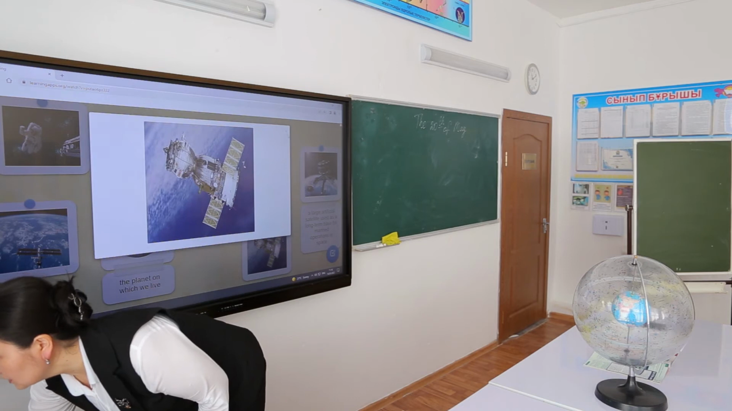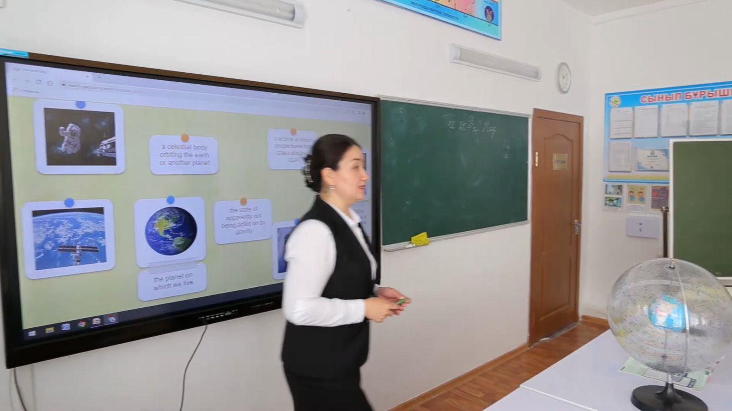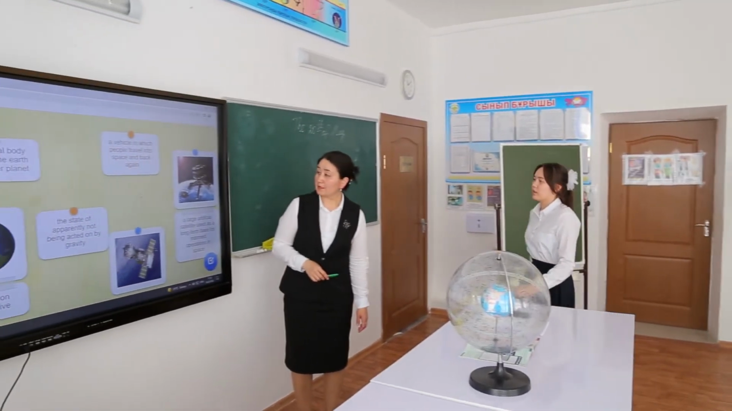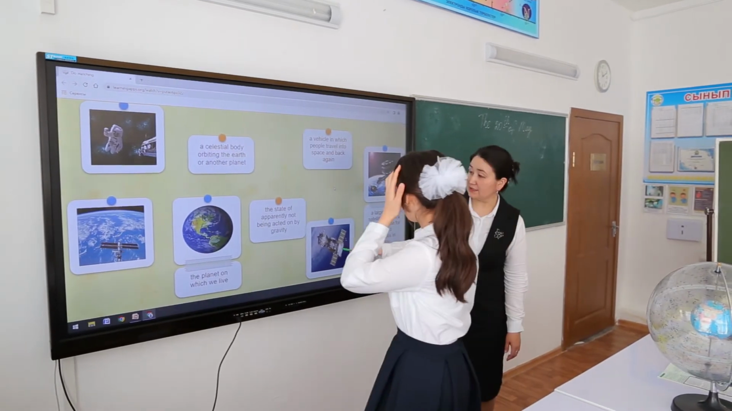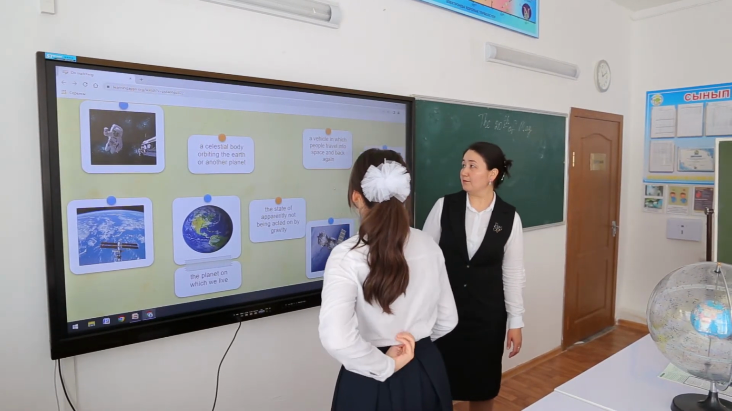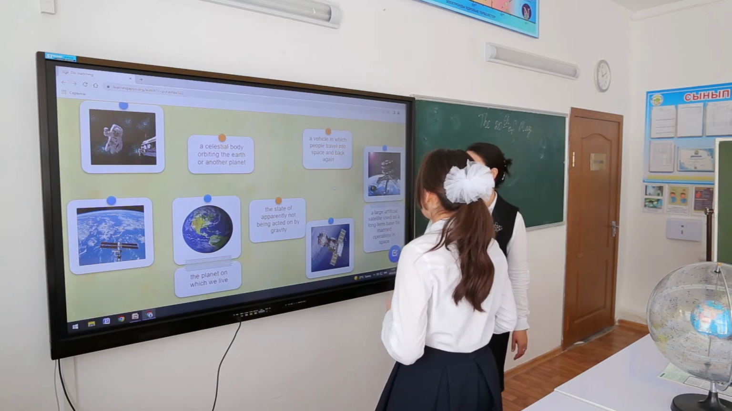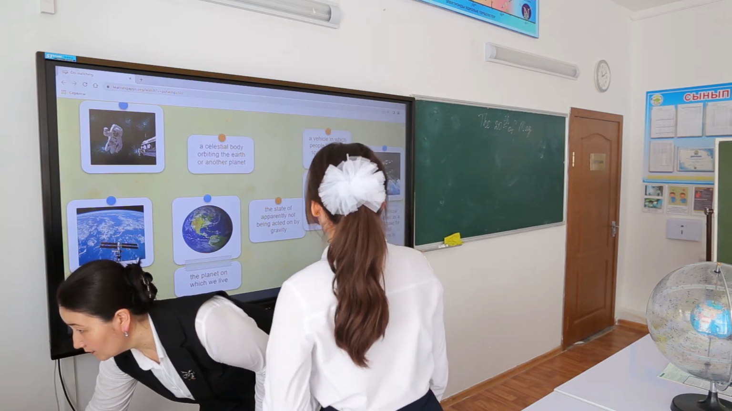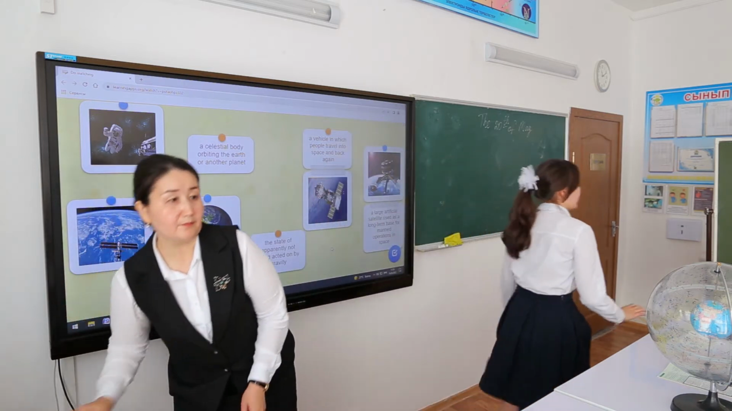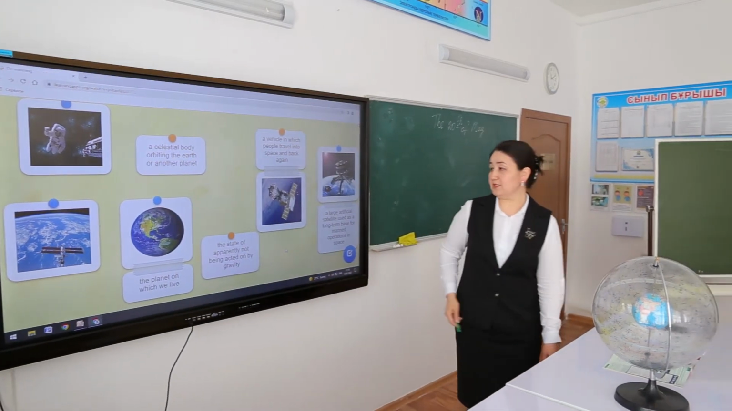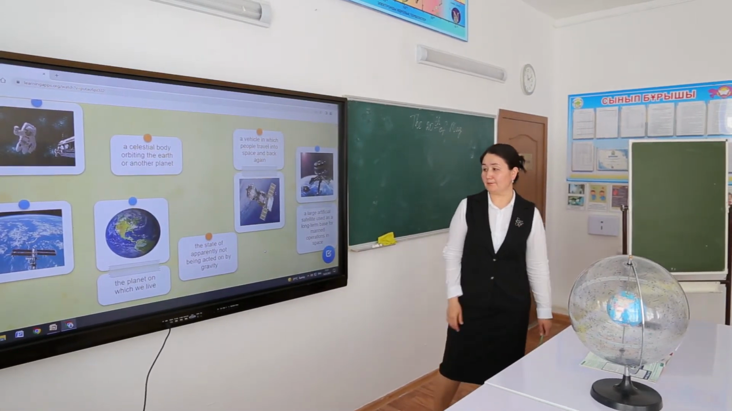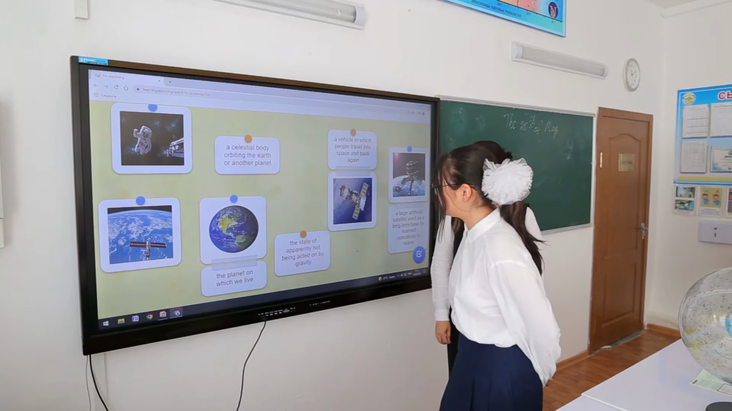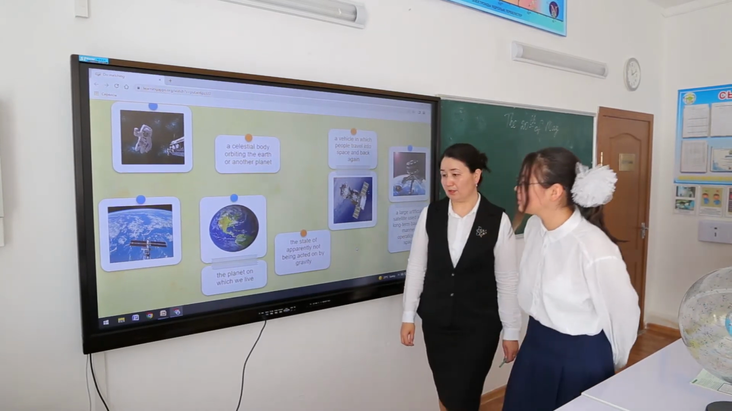The next one, who wants? Please, come on, be active, please. Space shuttle. A vehicle in which people travel into space and back again. Okay, let's check. Okay, thank you. The next one, please. Tamiris. Weightlessness is the state of apparently not being acted on by gravity. Okay, let's check.